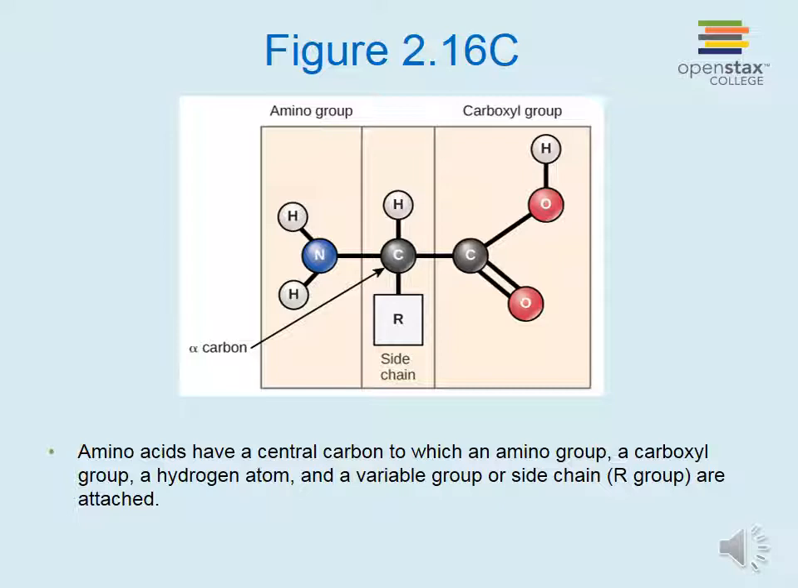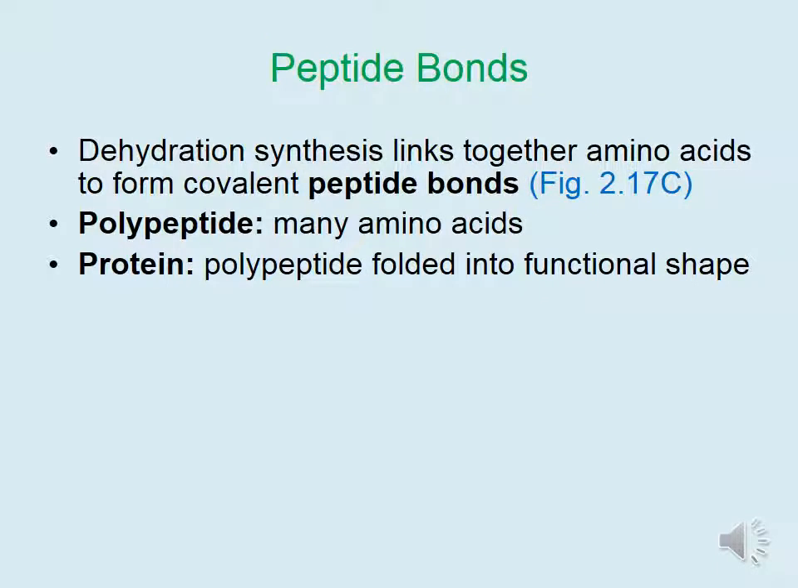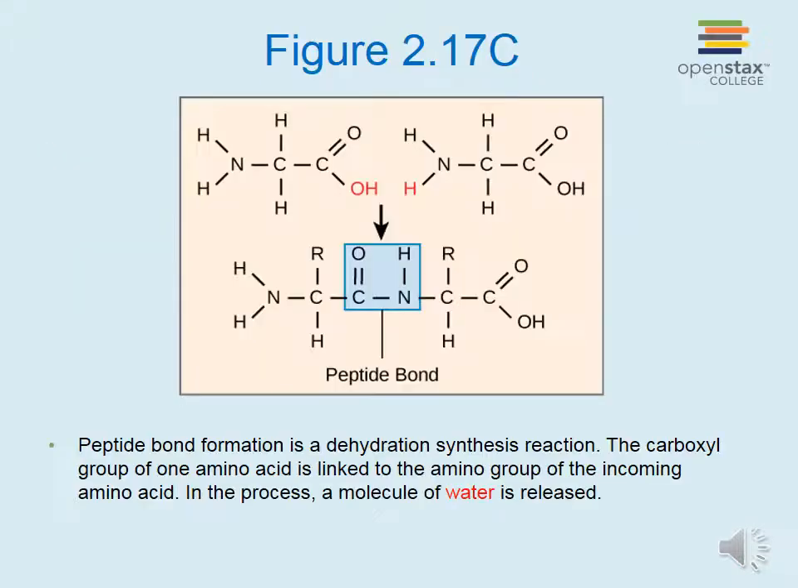The variable group is depicted by the letter R, which essentially represents the rest of the amino acid. The R group is what differs in all 20 amino acids. Dehydration synthesis links together amino acids to form covalent peptide bonds. This yields a polypeptide that has many amino acids bonded together. Once a polypeptide is folded into its final 3-dimensional functional shape, it is referred to as a protein.